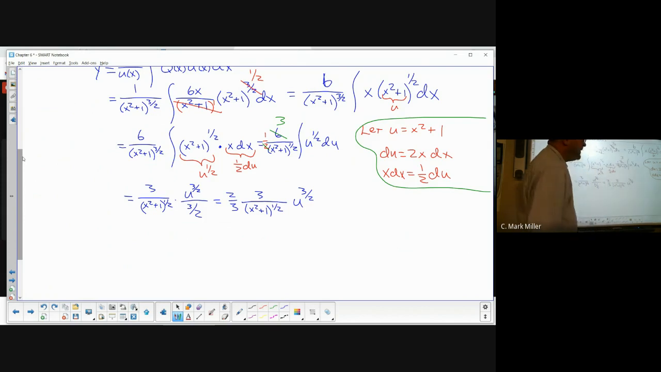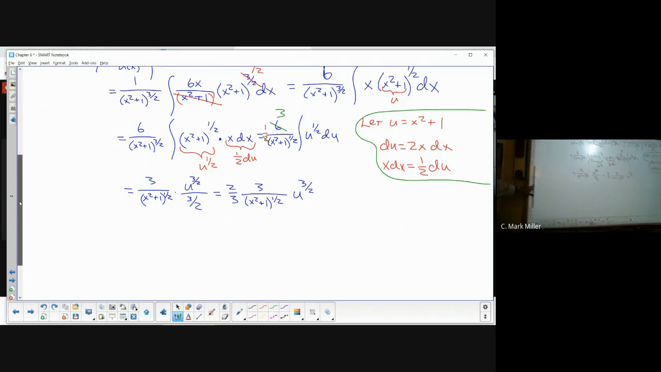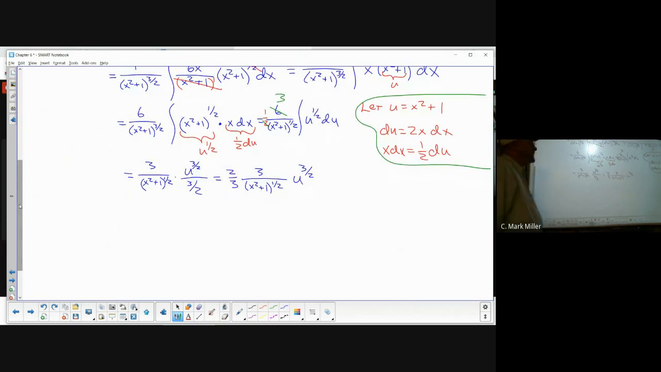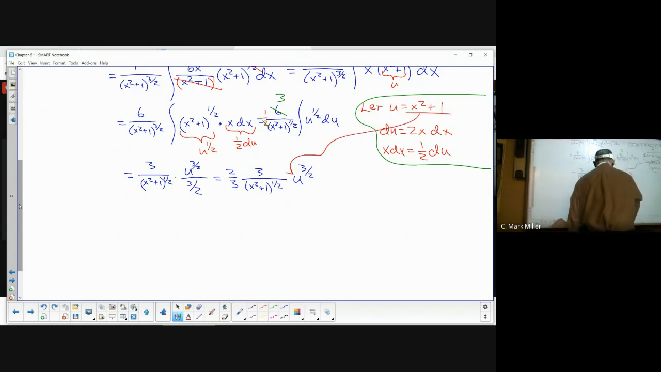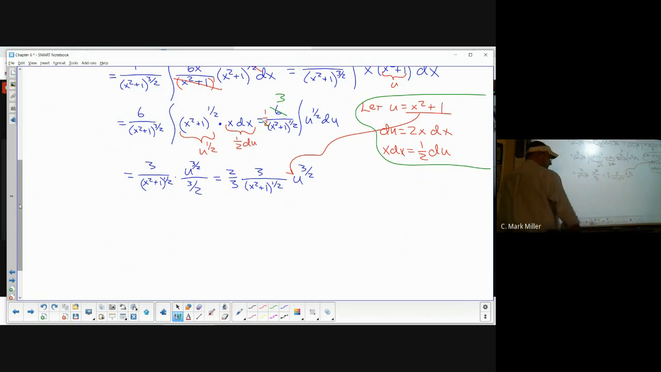Now it's time to re-substitute. We re-substitute, and we put this back in for u. This comes back in for u, right? Those cancel. So you have 2 (x squared plus 1) to the 1/2.